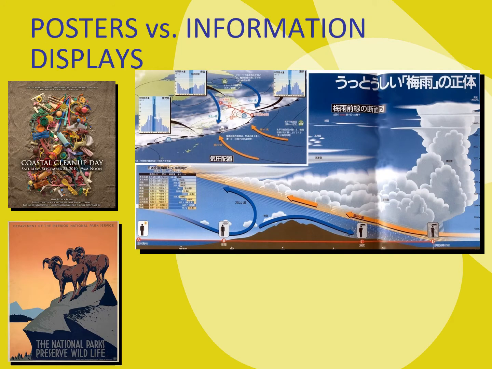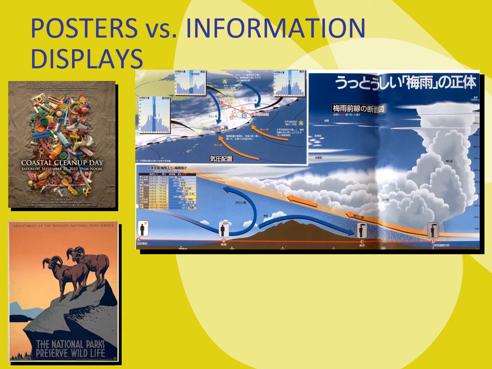So you can see these are examples of posters and informational displays. On the left, you have a couple posters. Coastal Cleanup Day, there's some basic information. Below is a national park ad poster about preserving the national park. Versus in the middle, the large frame is what we would call an informational display.